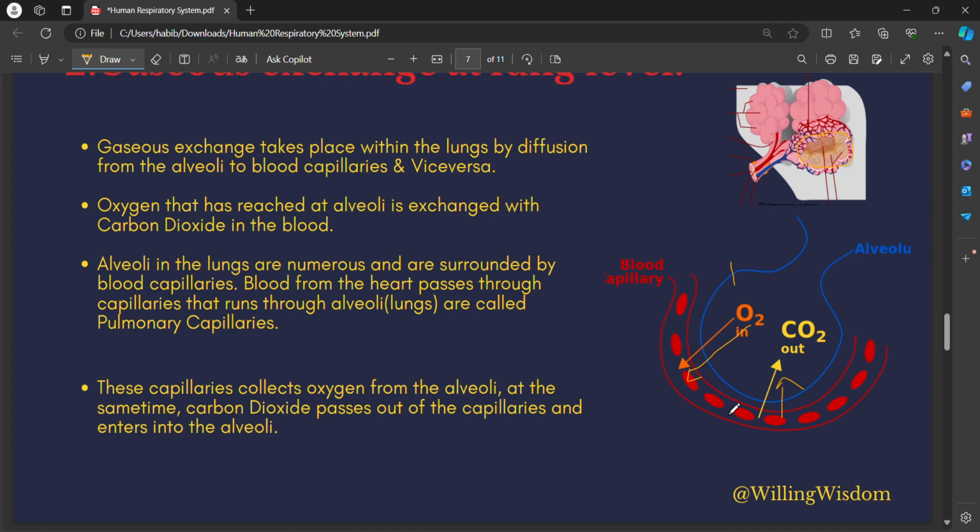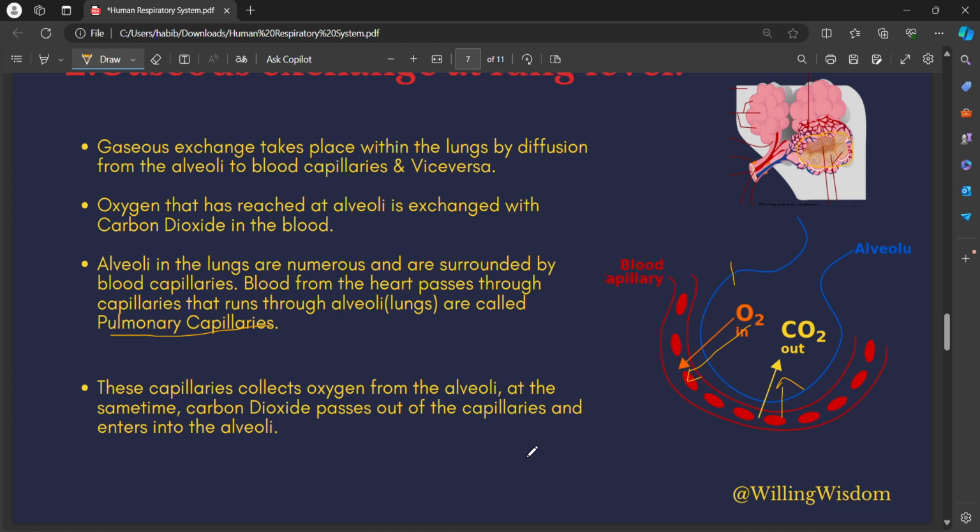into the alveolus, right? Alveoli in the lungs are numerous, and they are surrounded by blood capillaries. Blood from the heart passes through the capillaries that run through the alveoli, called pulmonary capillaries. These capillaries collect oxygen from the alveoli. At the same time, carbon dioxide passes out of the capillaries and enters into the alveoli.